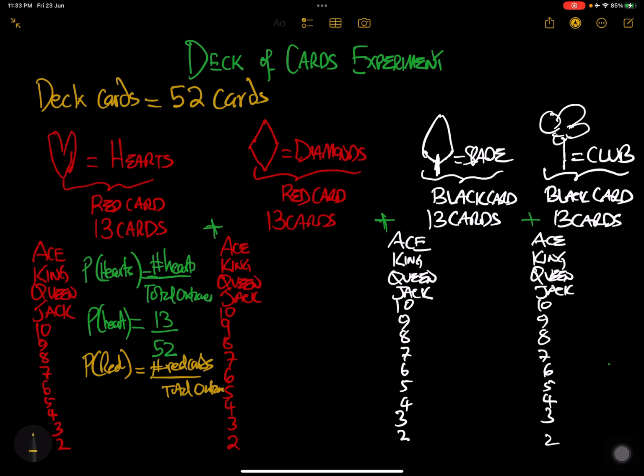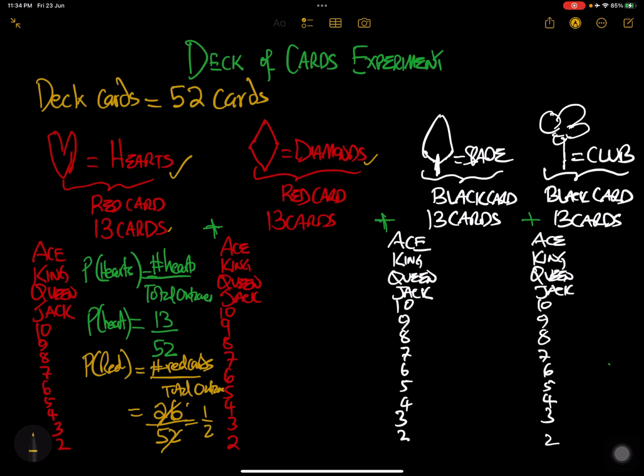Now we know that the number of red cards, we have two of them. We have the hearts and we have the diamonds, and each of them is 13 and 13. So that's 26 possible red cards. So the number of red cards is 26. We have 26 red cards in the deck, all divided by the total, which is 52. So basically this is equal to half. So 26 will go here, one goes into 52 two times.